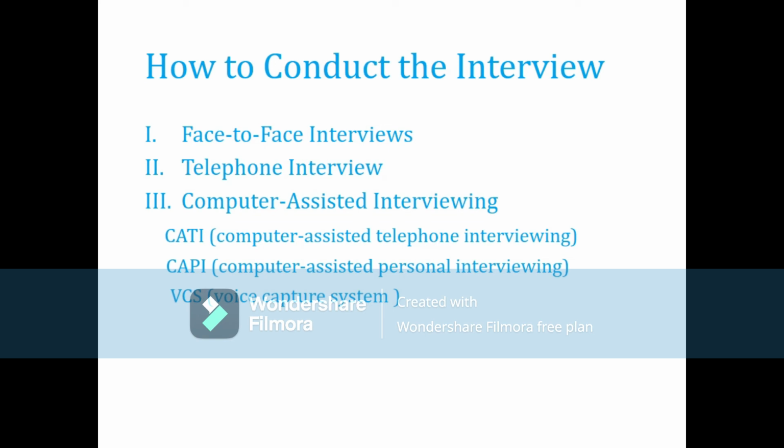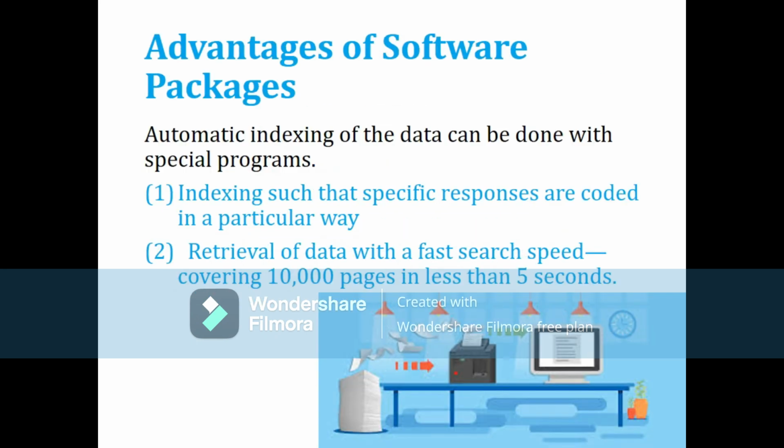Here our question is basically about the options. The researcher and the interviewers have options for taking information and collecting data, basically in three main areas: face-to-face interviews, telephonic interviews, and computer assisted interviews. Further, computer assisted interviews have CATI, CAPI, and VCS. After that, when we conduct computer assisted interviewing, we use different software packages, and they have some advantages.